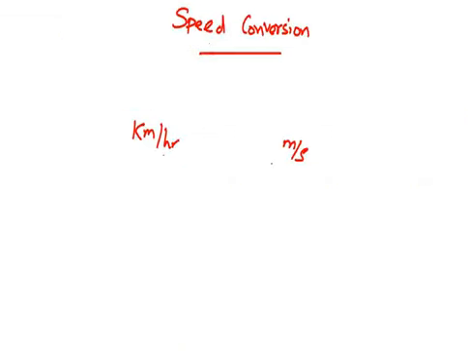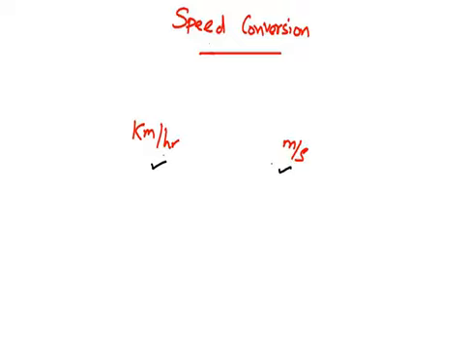From the previous questions, we should have seen that speed is measured in 2 different modes. One is kilometers per hour and the other one is meters per second. So there will be a requirement of converting the speed from one way to another. So how can we do this?